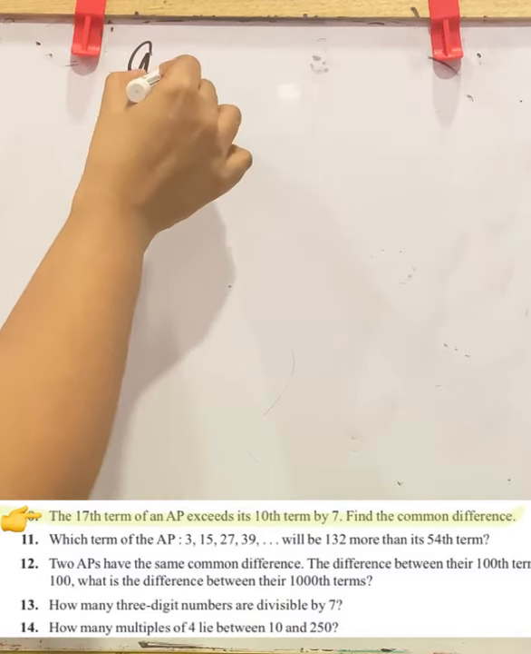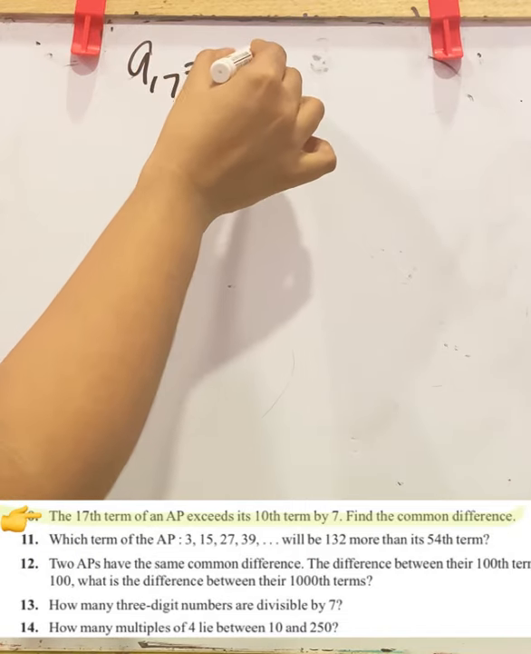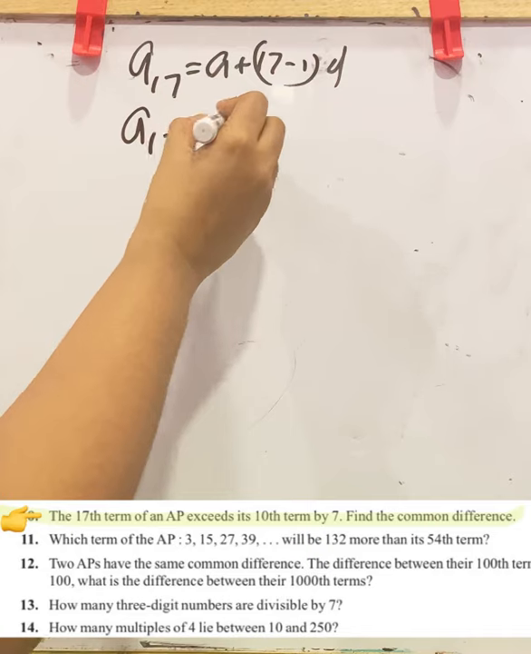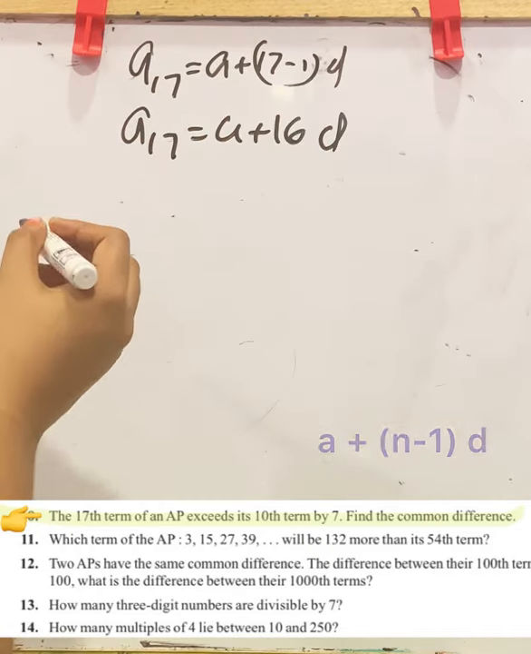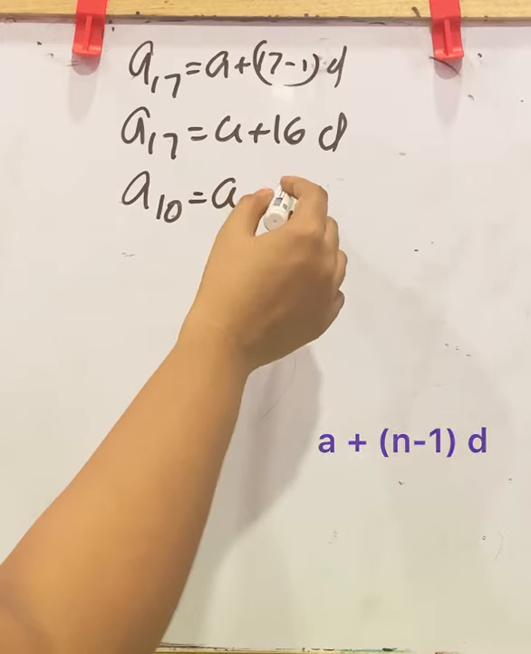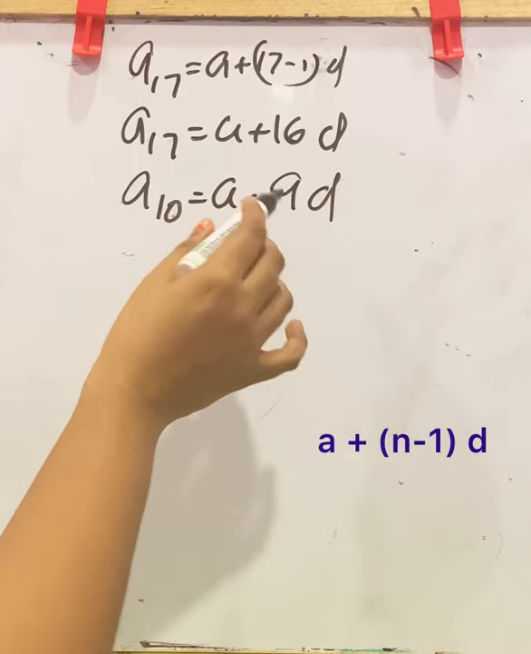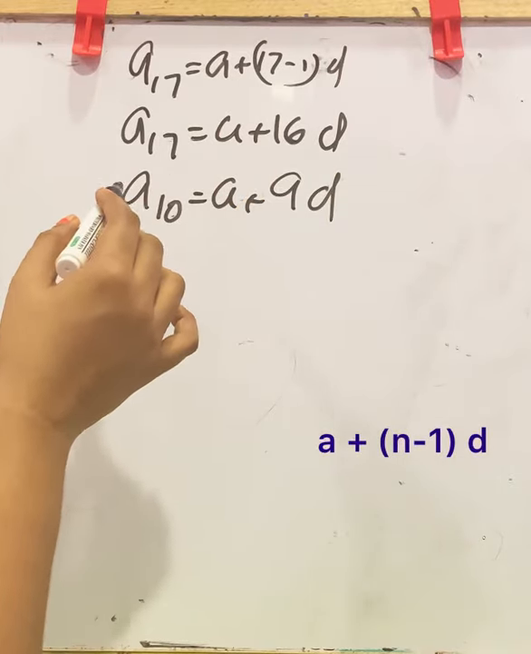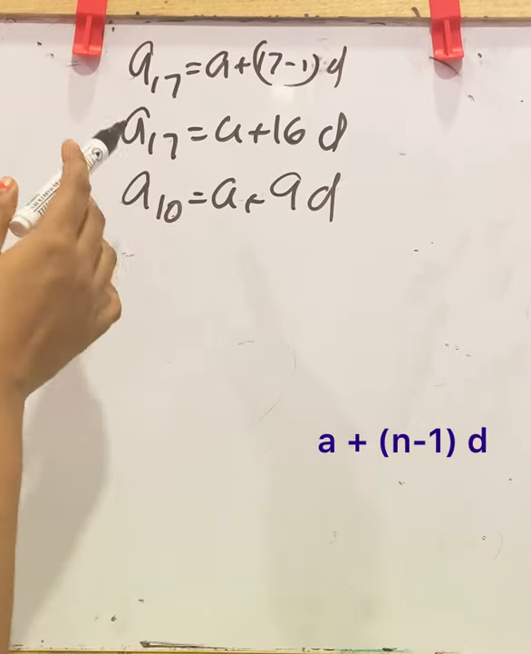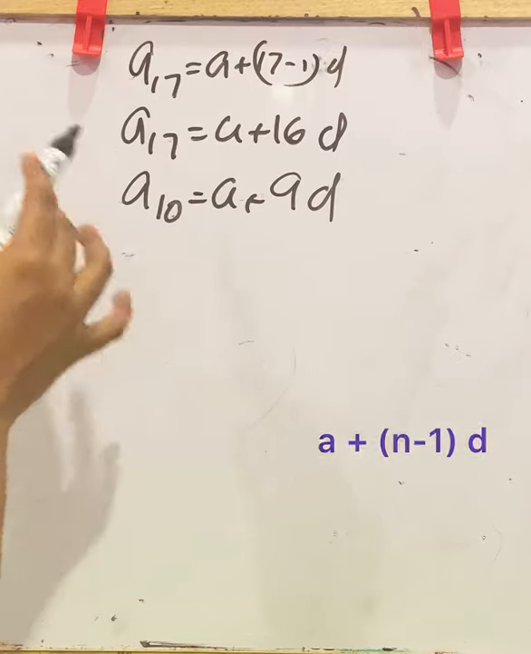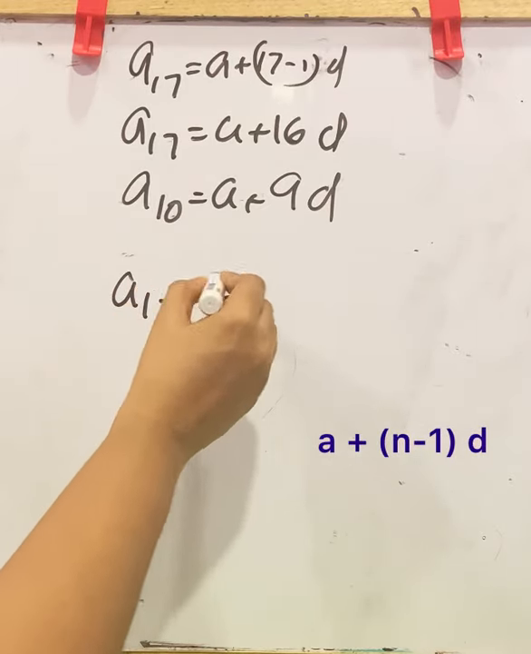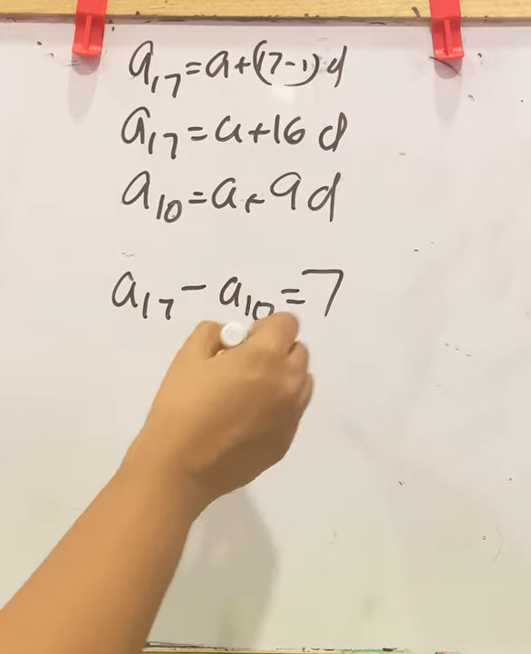17th term, so A17 equals A plus (17 minus 1) into D. A17 equals A plus 16D. The 10th term, that is A10, equals A plus (10 minus 1), 9D. These are the two equations given in the question. Now it is given that their difference is 7. That is, the 17th term exceeds the 10th term by 7. That is A17 minus A10, the result will be 7.